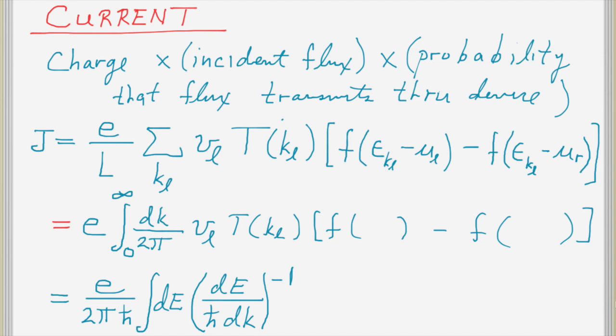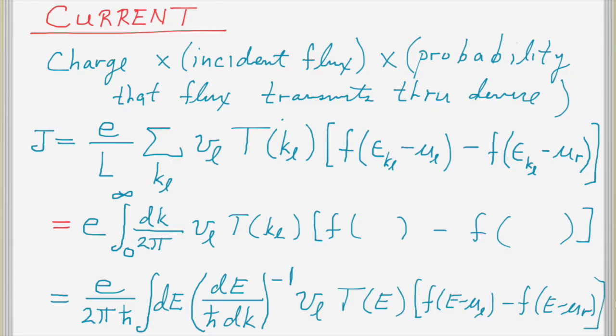And since I have an h bar in there, I put the h bar in there because that'll give me a velocity, right? That dE over h bar dk is a velocity. And since it's inverse, it's going to kill the velocity that's up above. So that's going to kill this term, v_L, T of E, times F of E minus mu left minus F of E minus mu right. Right, so that dE over h bar dk is 1 over velocity times the velocity. So those two terms are just going to disappear. They're going to cancel each other. Right, so this cancels that.